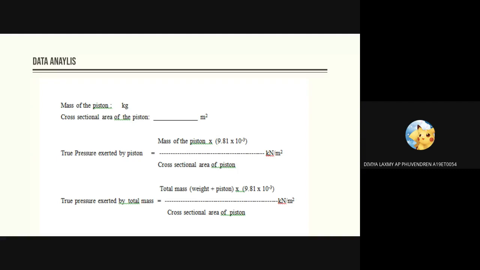And then the true pressure exerted by total mass is calculated by multiplying the total mass, which is the weight added with the piston weight, and then multiply with 9.81, which is the gravitational acceleration, over the cross section area of piston in unit of kilonewton per meter squared.